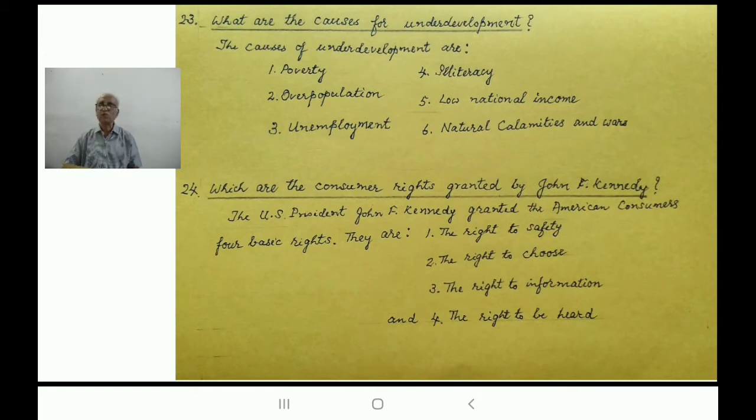Natural calamities and wars. Sometimes added to all these, there will be natural calamities, maybe floods, earthquakes, or drought. All these become factors that limit our growth and development. And added to all these, we have wars. With China, we had a war. With Pakistan, we had wars, one after the other. And each of the wars turns out to be a bane on the economic strength of the country.